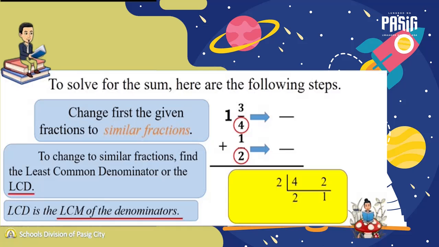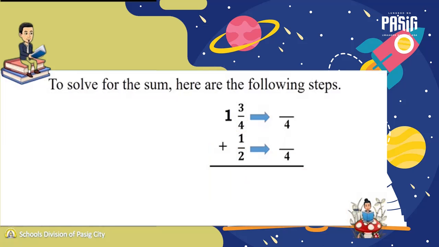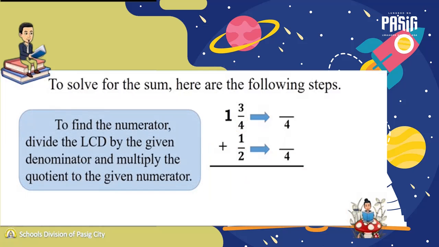Then multiply the common divisor and the last set of the quotients to get the LCM. Then 2 times 2 times 1 equals 4. So the LCM is 4. And this will be the least common denominator or LCD of the new fractions. Now we need to find the numerator. To find the numerator, divide the LCD by the given denominator and multiply the quotient to the given numerator.